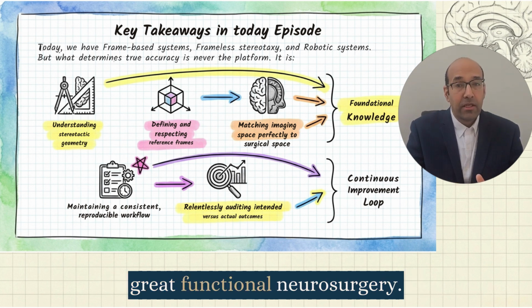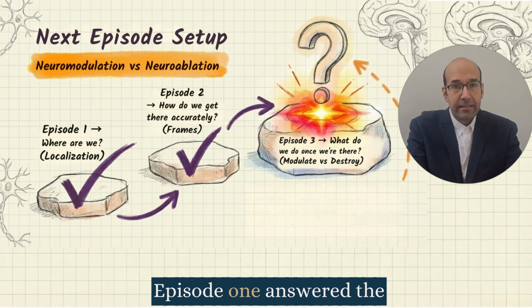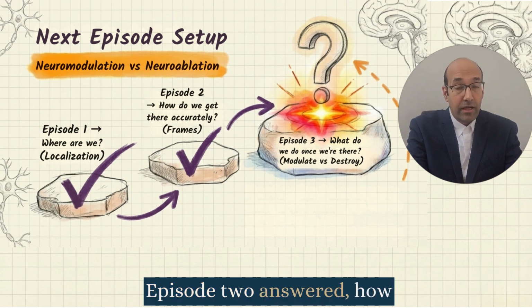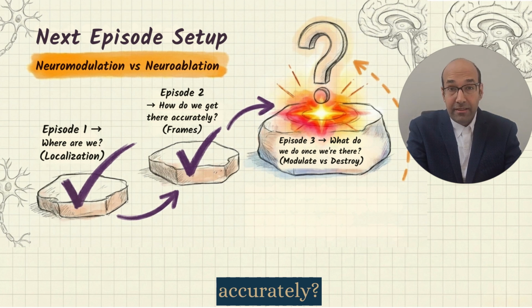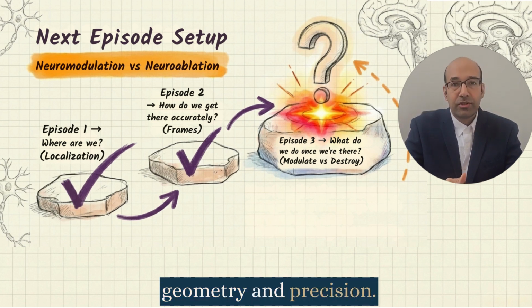So let's look at where we are in this series. Episode 1 answered the question, where are we in the brain? That was about localization. Episode 2 answered, how do we get there accurately? That was about frames, geometry, and precision.